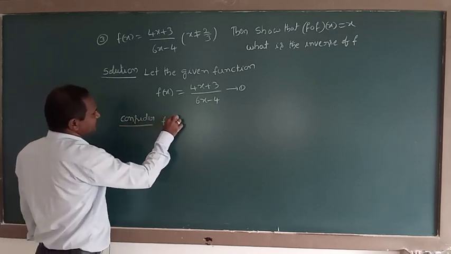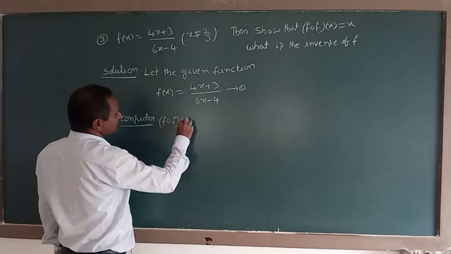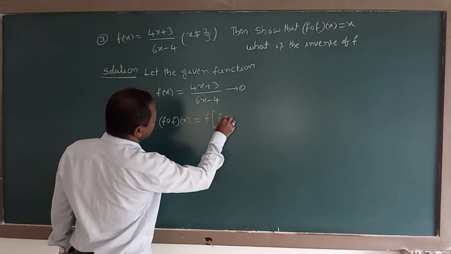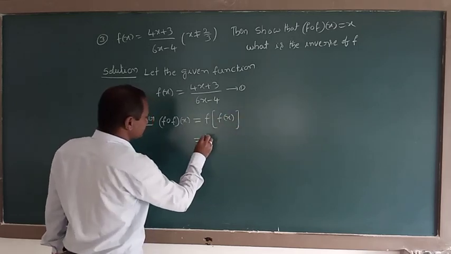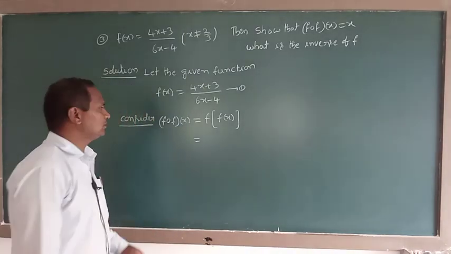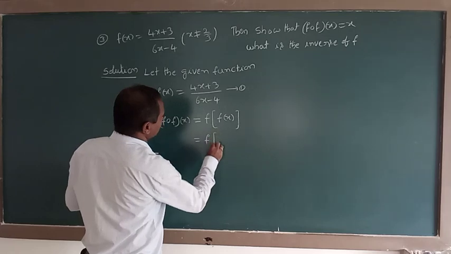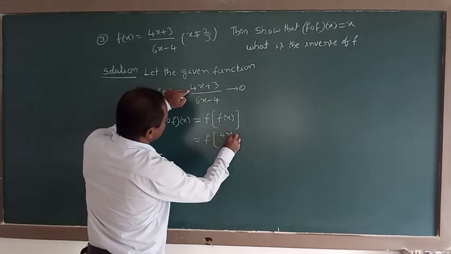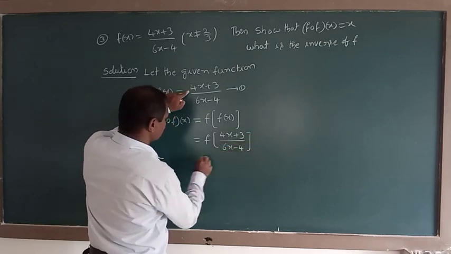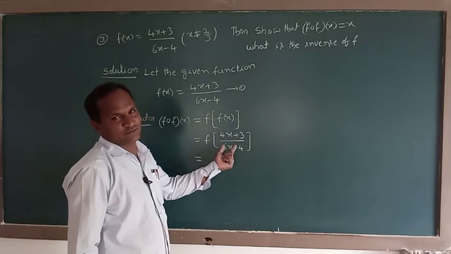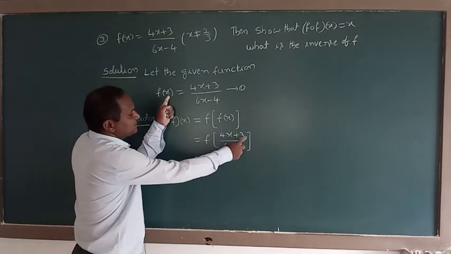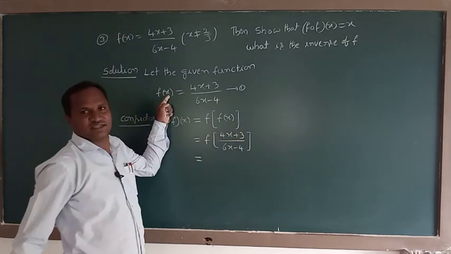Consider f circle f of x. f circle f of x is equal to f of x. First question: f circle f of x is f of x. What is f of x here? 4x plus 3 whole divided by 6x minus 4. And again f of (4x plus 3) by (6x minus 4). Here x is there, but in totality in place of x we have 4x plus 3 by 6x minus 4.